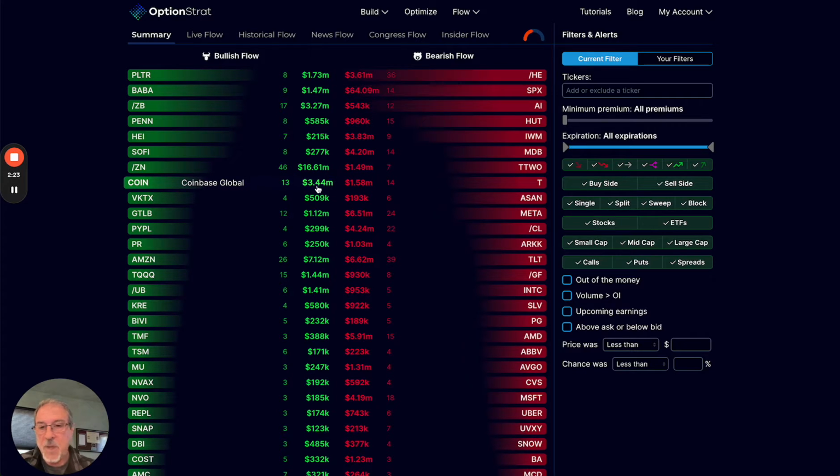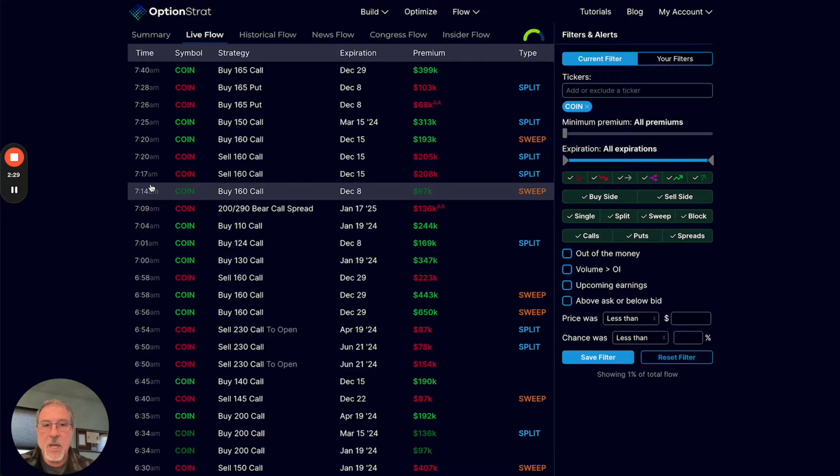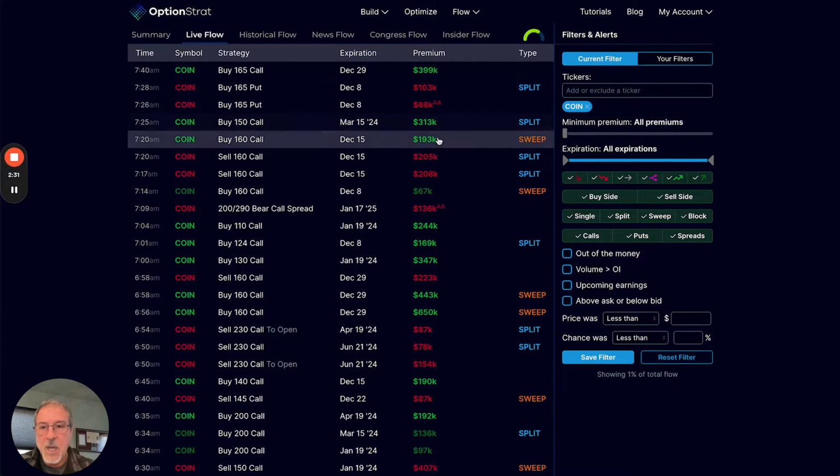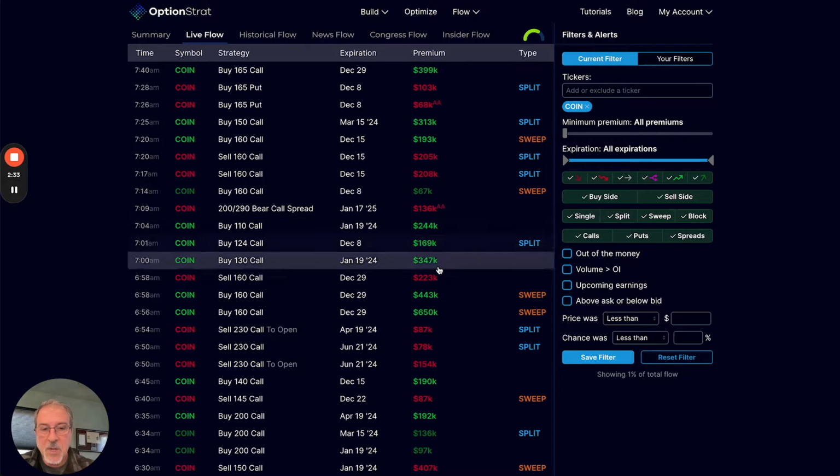Coinbase, 3.44 million going into that. If I want to see more details on that, I can simply click on that and it will show me all the different trades that are going through. And it gives me an overall sentiment as to how bullish this movement is. So, Coinbase is a little past center here on the dial, if you will.